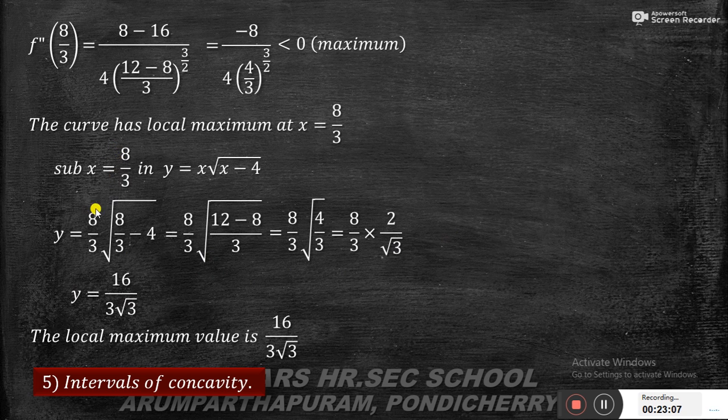Therefore x equal to 8 by 3 and y equal to 16 by 3 into root 3. Therefore the local maximum value is 16 by 3 into root 3. So this is the local maximum value. Next, intervals of concavity.